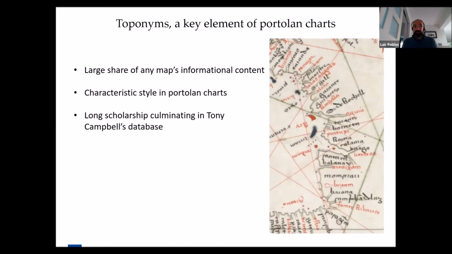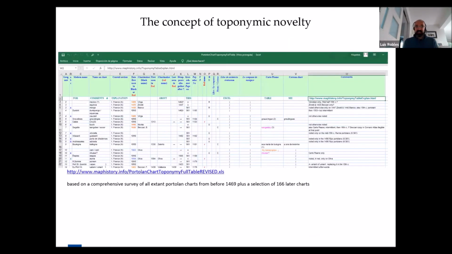And there has been a lot of scholarship, culminating in Tony Campbell's database. Fortunately, scholarship is still going on, and in this conference we have already had very interesting examples. But I will mention this database by Tony Campbell because I've used it a lot for my own research. When you open Tony's database, it looks like this, and I'm going to use it to explain the concept of what I consider a toponymic novelty and how it leads me to this identification of this West Iberian corpus.